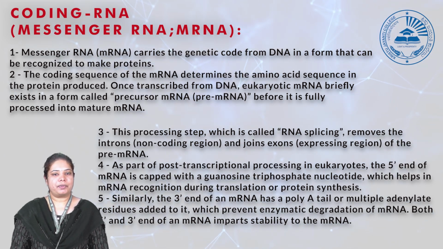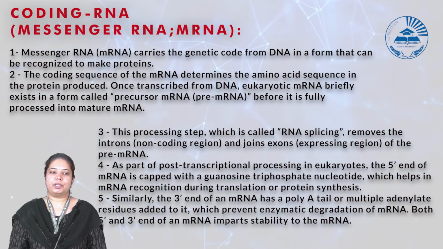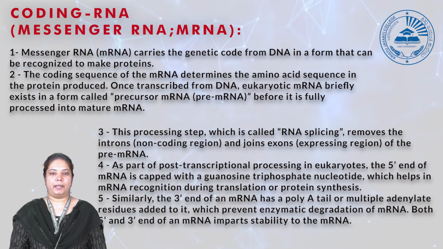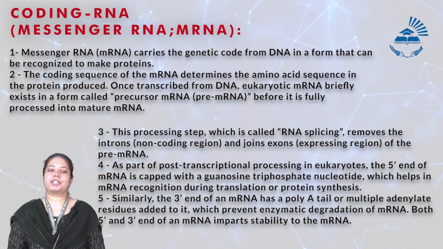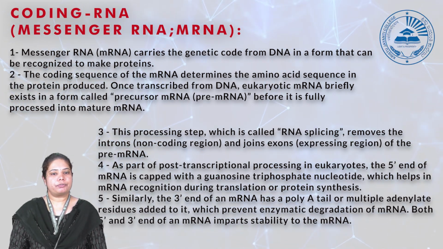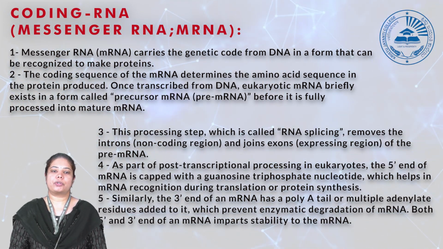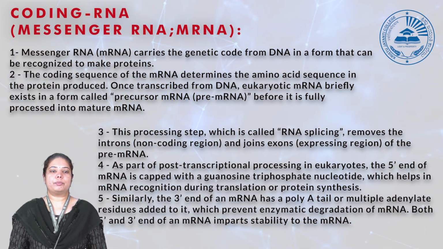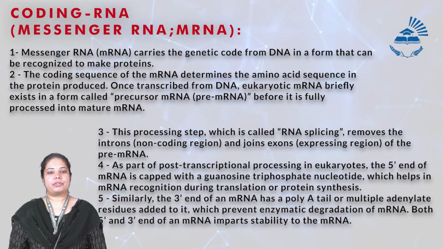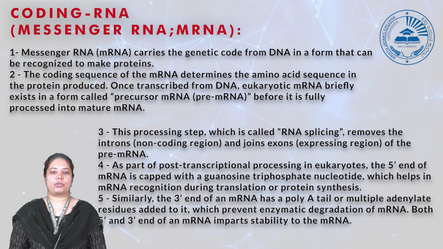Once transcribed from DNA, eukaryotic mRNA is called pre-mRNA. Before it gets matured and processed, we call it pre-mRNA. After it is completely processed, it is called mature mRNA. So through mRNA only, different protein molecules are expressed. The process of converting pre-mRNA to mature mRNA is called RNA splicing. This removes the introns, which are non-coding sequences, and joins the expressed regions, or exons, to form mature mRNA.